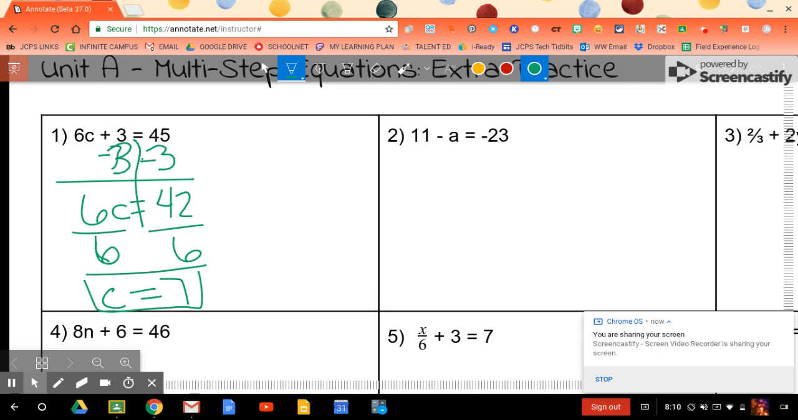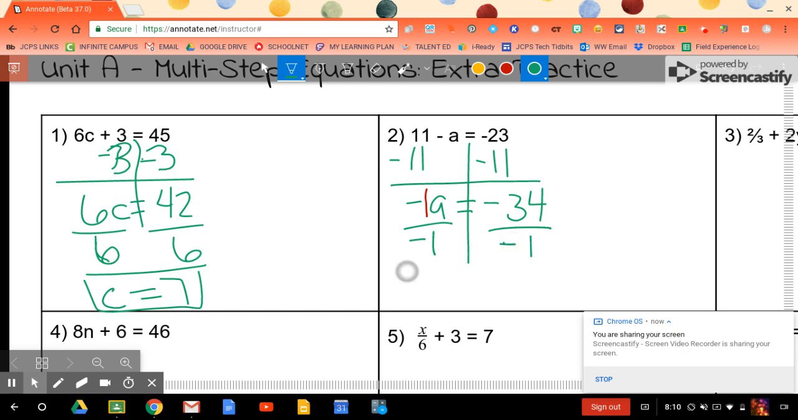Moving on to number 2, we have 11 minus a equals negative 23. Our first step is to undo our addition and subtraction, so we're going to subtract 11, since that's a positive 11. That means we're going to get negative a equals negative 34. Now you may think that we're done, but there's still a negative sign in front of that a. If we remember, a negative sign means there's a negative 1. So we need to divide by negative 1 on both sides. That'll give us a equals a positive 34. So it just changes our answer from negative to positive.